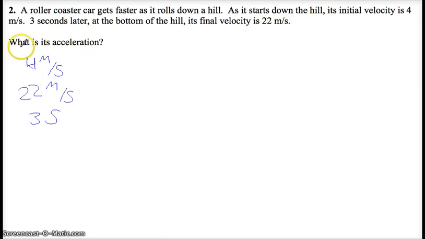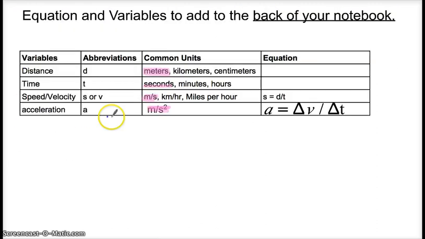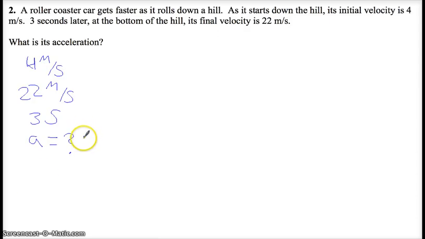The question is asking what is its acceleration. So I now know what my unknown is. It's A equals question mark. I'm going to go back to my cheat sheet here. I find out that A is equal to meters per second squared. So just so I remember at the end that I'm looking for meters per second squared, I'm going to go ahead and write meters per second squared.